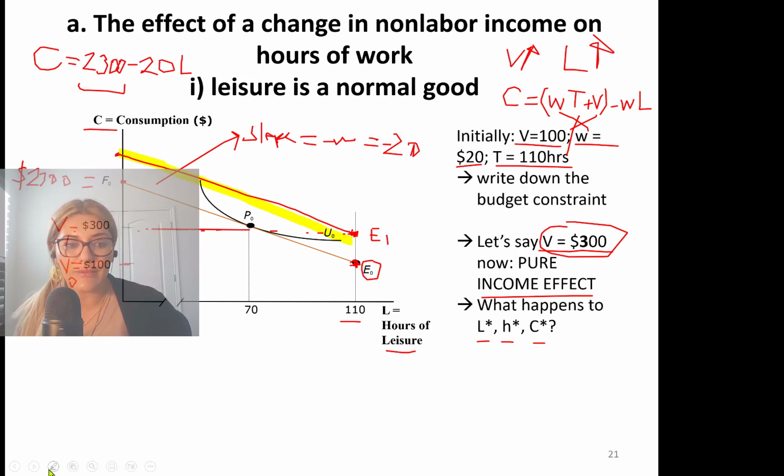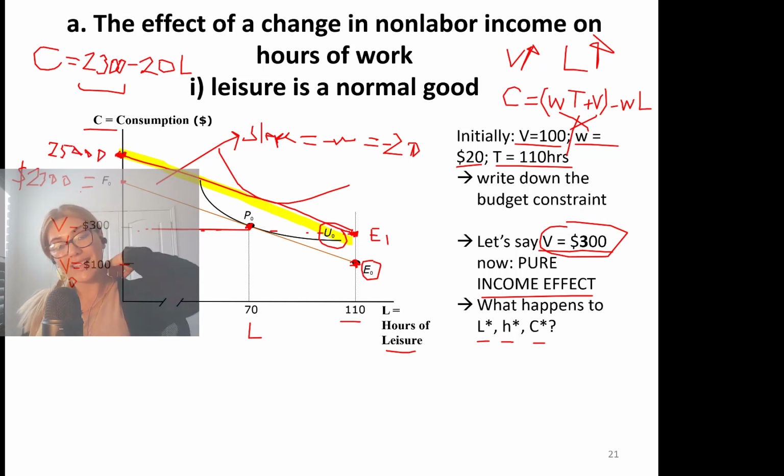Before this non-labor income has gone up, the optimal leisure and consumption combination was at P0, okay? So now you can afford a higher indifference curve than U0. You can go up somewhere here. I'm going to jump to a higher indifference curve. What is going to happen here? Instead of 2300, the intercept is going to be 2500, if you worked every single waking hour.